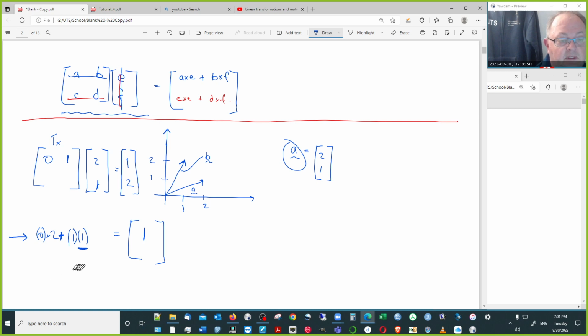Alright, let's see if we can do it again for this one. The result that we want this time is 2. So we're going to go row down column. We'll have something times 2 plus something times 1. What can we think the somethings might be?